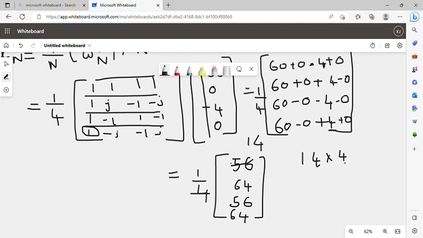What is 14 into 4? 4 fours are 16. So 4 into 1 is 4, 4 plus 1 is 5, 56. And here once again 16 fours are 64. It is 14 fours are 56, 16 fours are 64, and you will be getting it as 14, 16 and 14, 16.